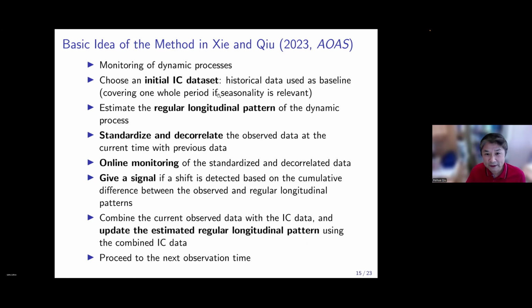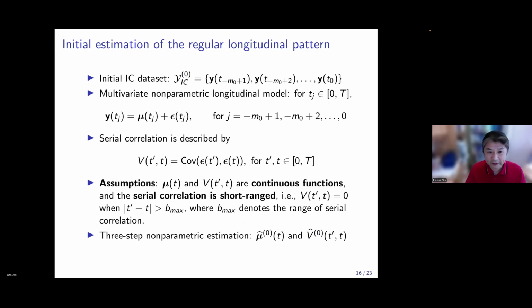So the only difference is that we estimate the regular longitudinal pattern from the initial in-control data, and then after the data are collected for monitoring, we need to do the data standardization by comparing the observed pattern with the estimated regular longitudinal pattern. And the technical details are here. Maybe I should skip the technical details.